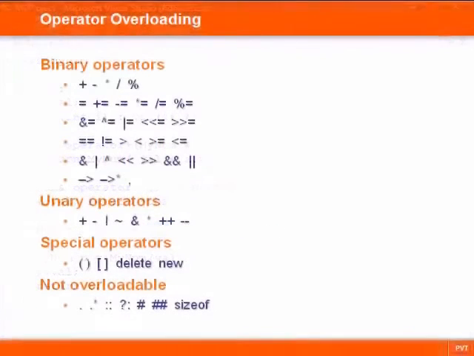C++ allows overloading of almost all operators in the language. As we can see in this table, most operators are of the binary type. Only a couple of them are unary, and some special operators cannot be categorized as either one. There are also some operators that can't be overloaded at all.